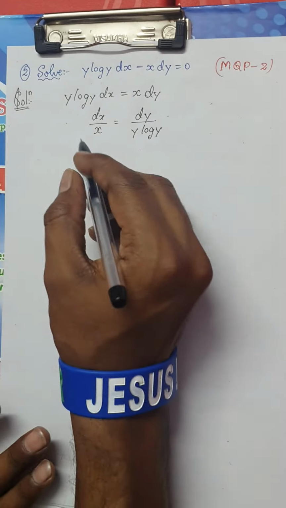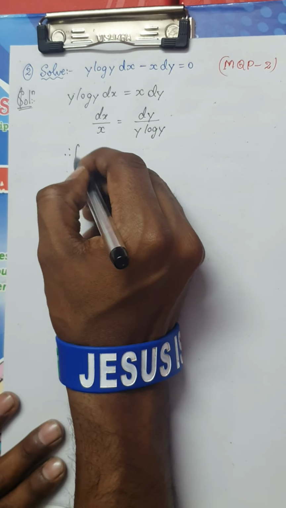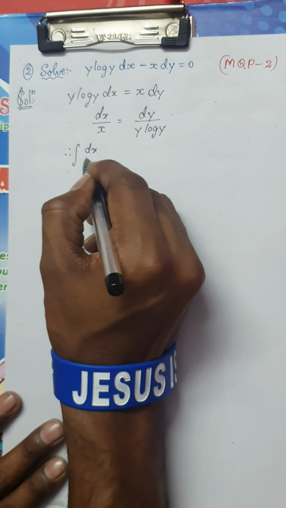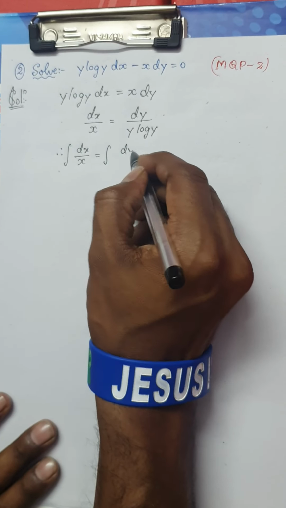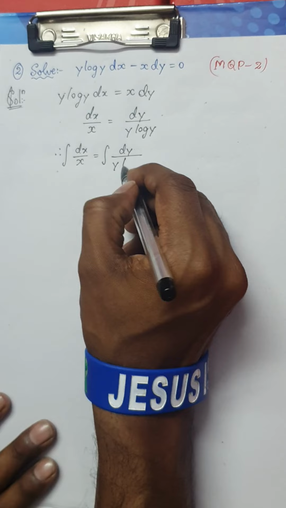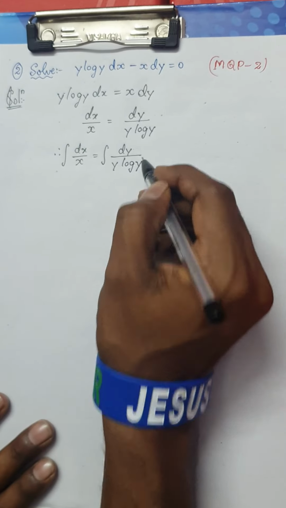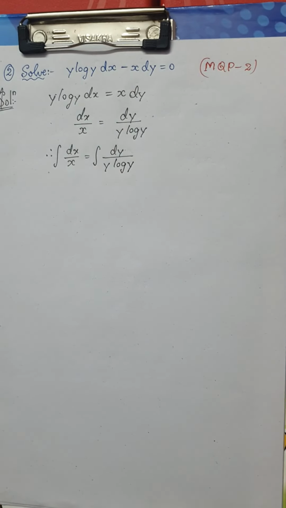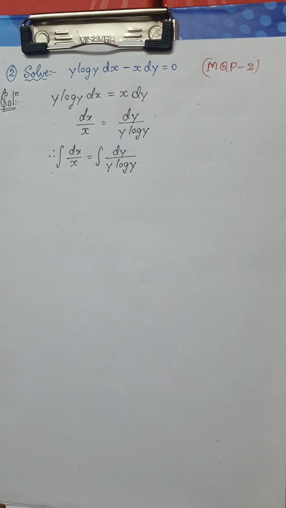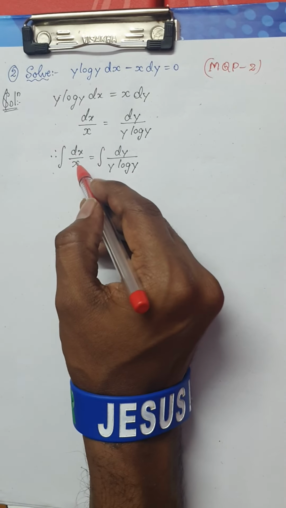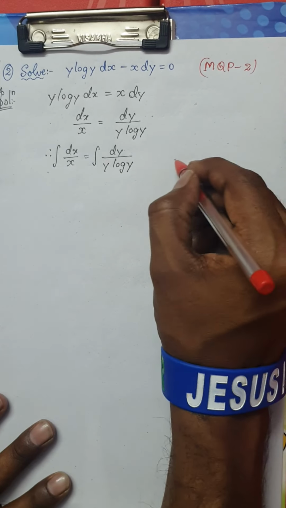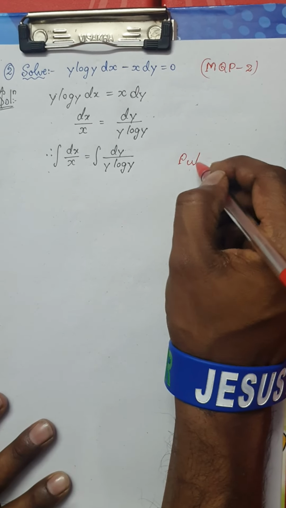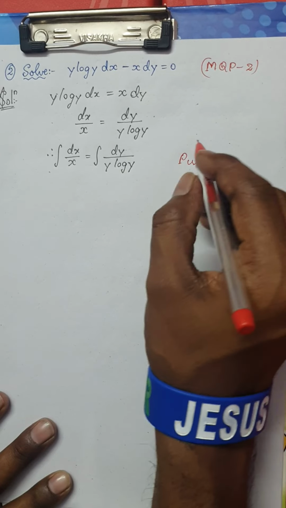Okay, right. Now you are going to take the integral sign. Integral of dx divided by x is equal to integral of dy divided by y log y. Now this is a very important, a very simple formula. Integral of dx by x would be log of mod x. But consider this, here I'm going to use the substitution process to solve this.